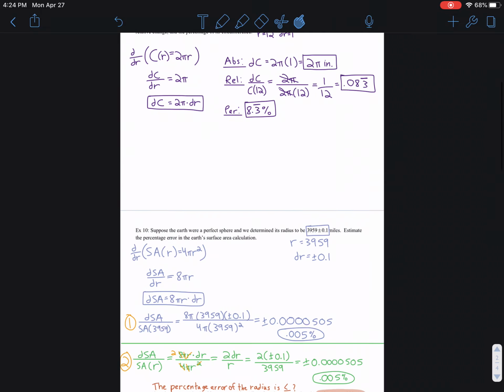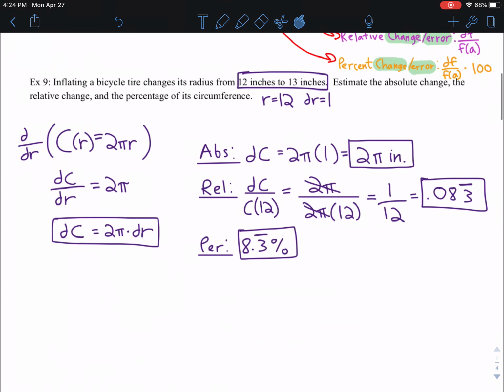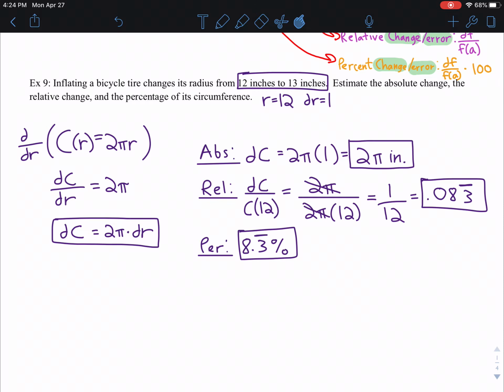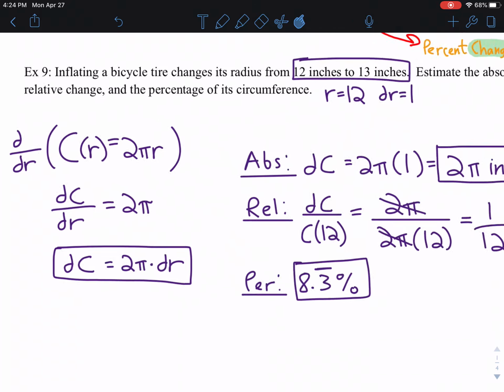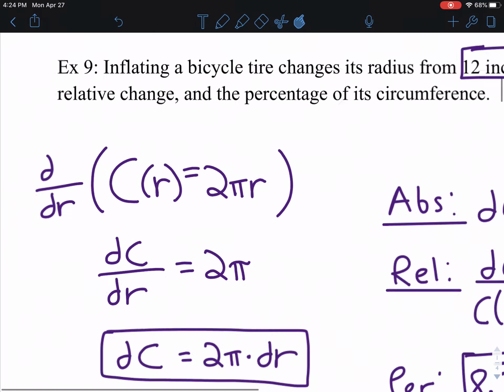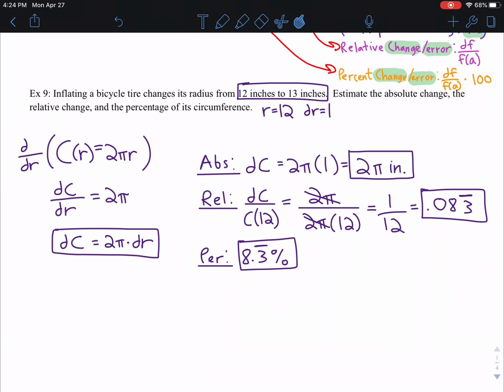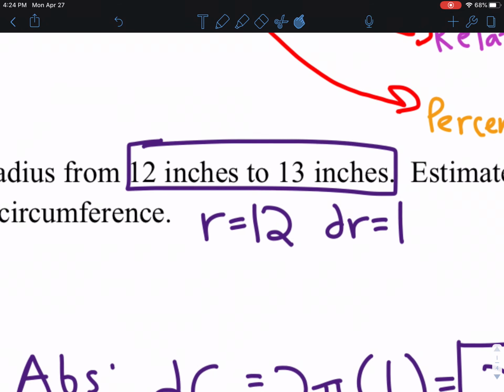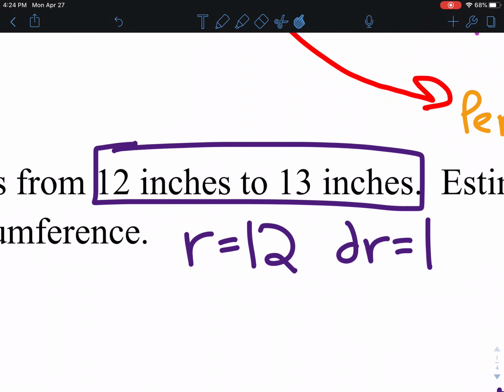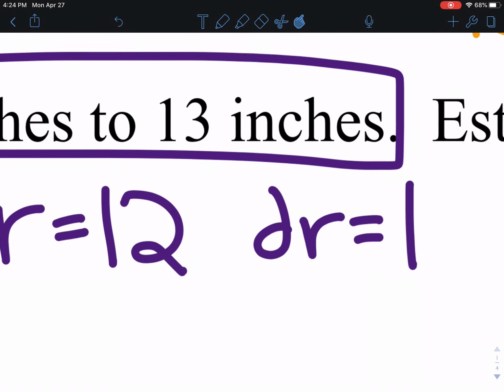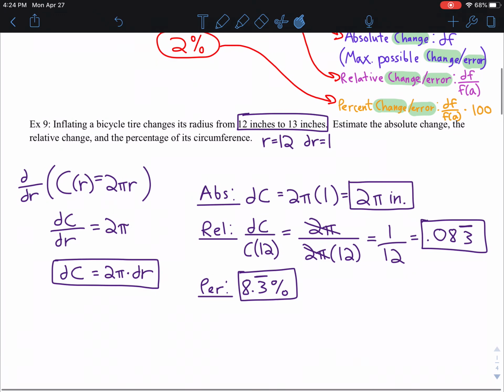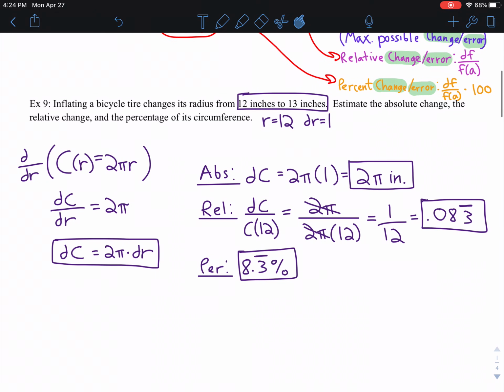So for example, if we go back to example 9, we could have done all of this in terms of diameter and we would have gotten all of the same answers. Even though the diameter of the circle is going from 24 to 26, the change in the diameter would have been 2 inches. That would not have affected any of my answers.